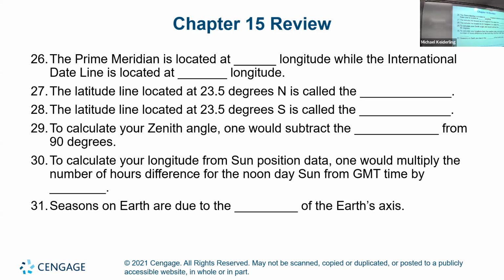To calculate your zenith angle, one would subtract the altitude of the sun from 90 degrees. To calculate your longitude from sun position data, one would multiply the number of hours difference for the noonday sun from GMT time by 15 degrees. And seasons on Earth are due to the tilt of the Earth's axis.